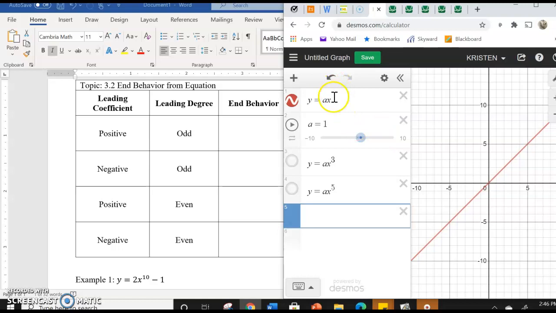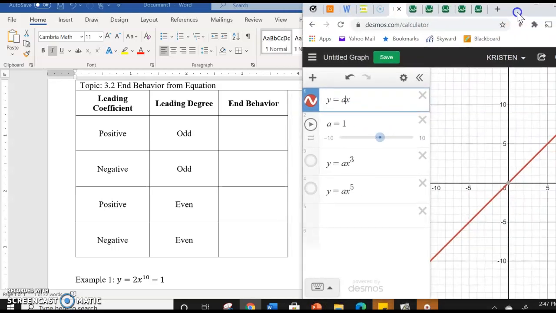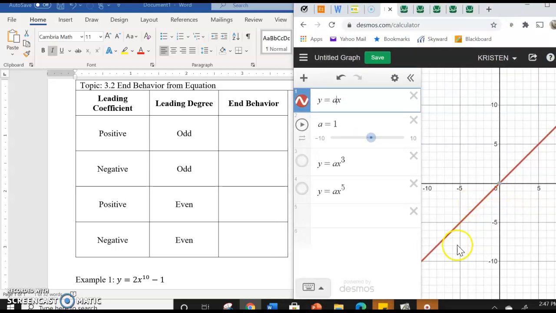Here are some examples. We could have y equals a x. An a could be any number we want. A in this case is 1. We want the leading coefficient to be positive and the leading degree to be odd. So which way do our arrows point? If you look at this graph, the left arrow is pointing towards negative infinity and the right arrow is pointing to positive infinity.